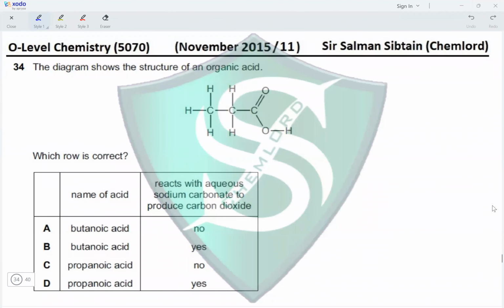Question 34. The diagram shows the structure of an organic acid. This acid contains 3 carbon atoms. Which row is correct? Name of the acid. So, a 3 carbon containing acid is known as propanoic acid, eliminating options A and B. And next, it asks us reacts with aqueous sodium carbonate to produce carbon dioxide. It has got the acidic group present, which would react with sodium carbonate to produce salt, water, and release carbon dioxide. So the answer is yes, eliminating option C and making D the correct option for this question.